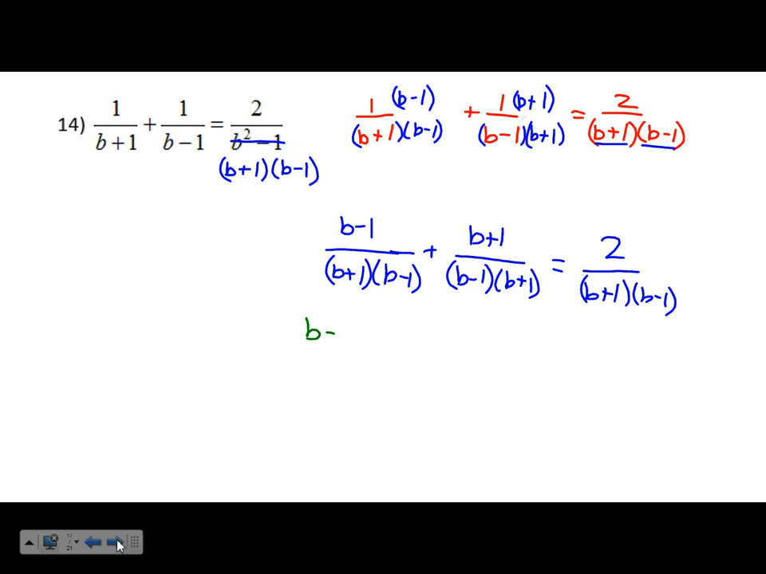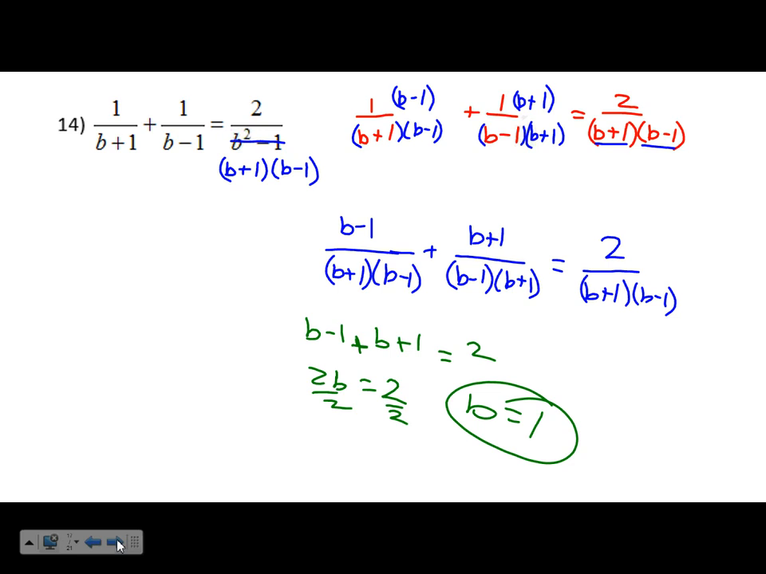So we have b minus 1 plus b plus 1 is equal to 2. So combine our like terms, b plus b is 2b. Negative 1 plus 1, those cancel, so that's kind of nice. So that's 2b is just equal to 2. Again, negative 1 plus 1 cancel each other out. So divide both sides by 2. We get b is equal to 1.